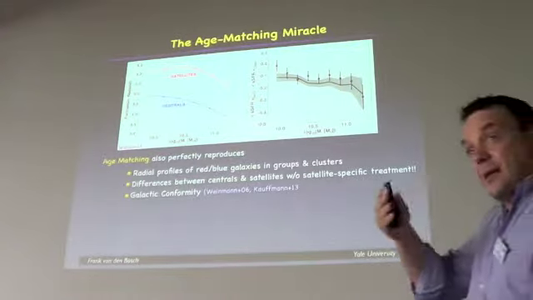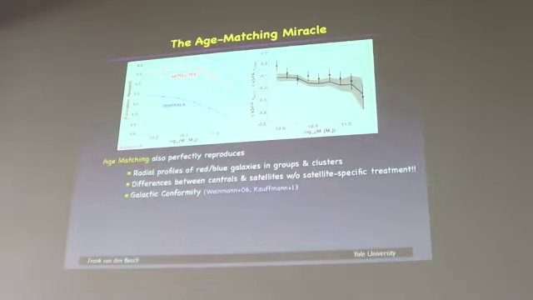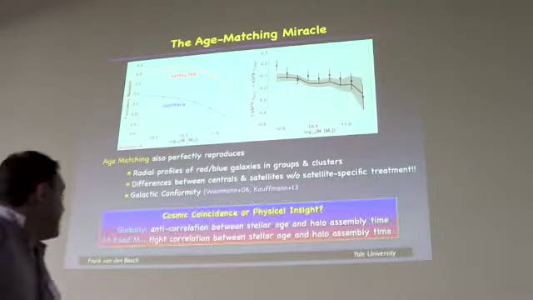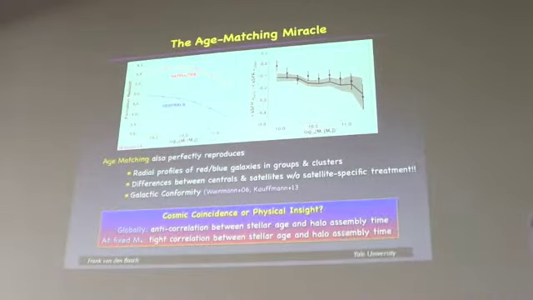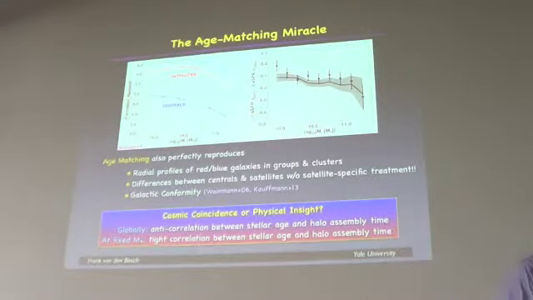So this extremely simple, naive way of linking galaxies to halos reproduces, as far as I'm concerned, everything we know about the demographics of these quenched galaxies. And this then raises the question: is this just a cosmic coincidence, or are we gaining some physical insight here? And if it is physical insight, then what we're learning is something really puzzling.